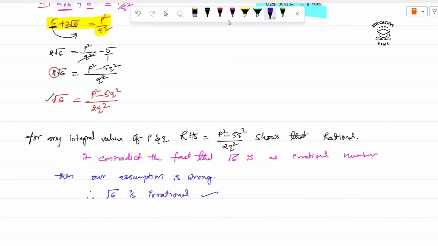If root 6 is irrational, then the given number is also irrational. Then root 2 plus root 3 is also irrational. Got it? I hope you understand well.